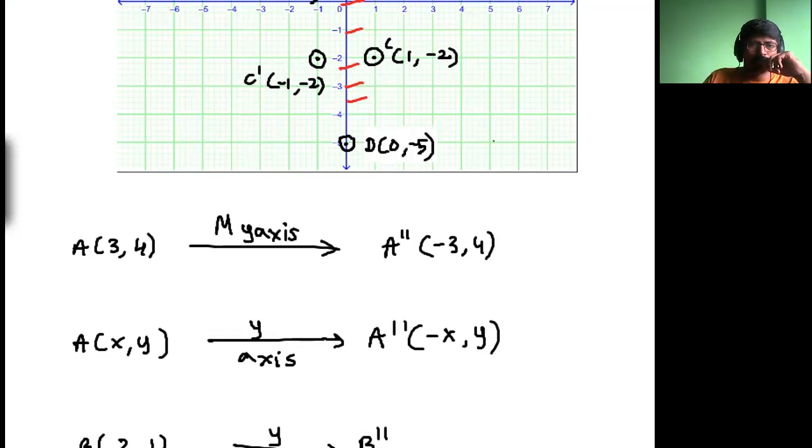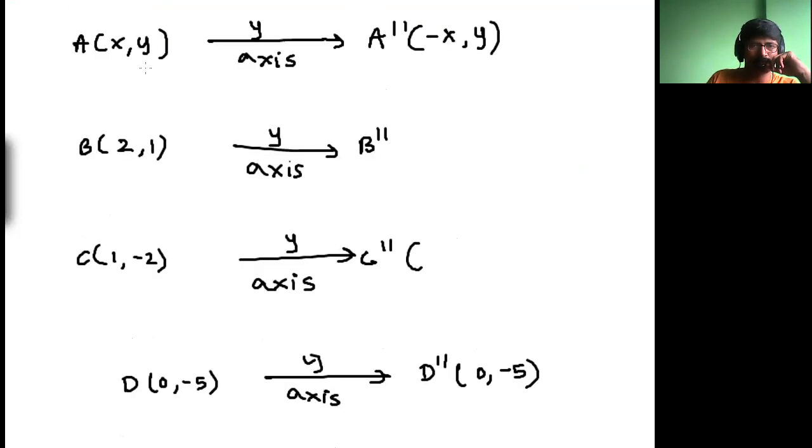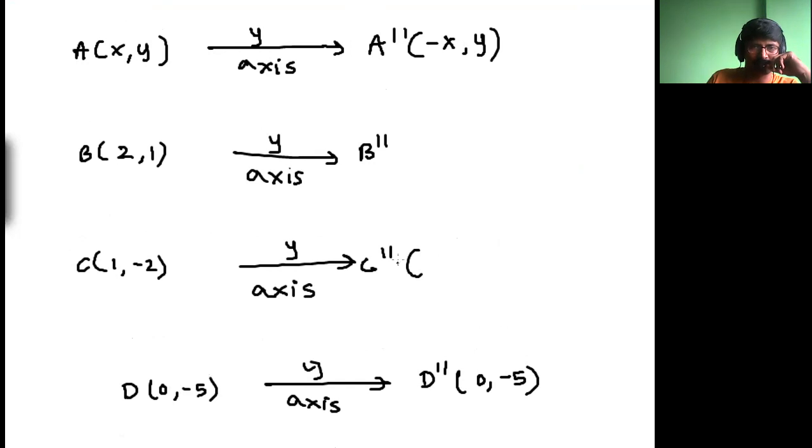I hope you understood. So what will be D double prime? (0, -5) only. y remains the same and x gets reversed, but 0 does not get reversed, isn't it? So what will be C double prime? When any point reflects under the y-axis, y remains the same and x gets reversed. So (-1, -2) will become (-2, 1). I hope you understood this, isn't it? So pause the video and copy it down, guys.